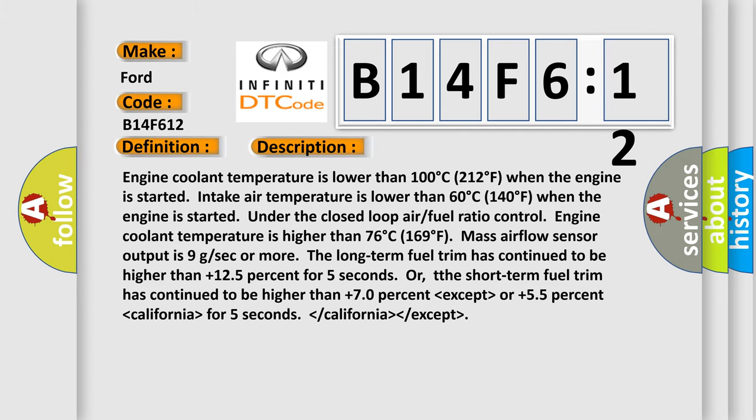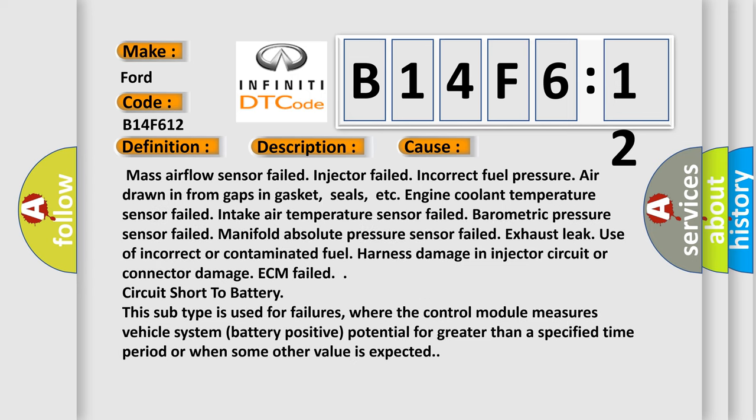This diagnostic error occurs most often in these cases: mass airflow sensor failed, injector failed, incorrect fuel pressure, air drawn in from gaps in gasket, seals, etc. Engine coolant temperature sensor failed, intake air temperature sensor failed, barometric pressure sensor failed, manifold absolute pressure sensor failed, exhaust leak, use of incorrect or contaminated fuel, harness damage in injector circuit or connector damage, ECM failed, circuit short to battery. This subtype is used for failures where the control module measures vehicle system battery positive potential for greater than a specified time period or when some other value is expected.